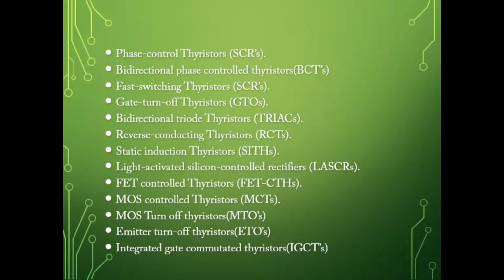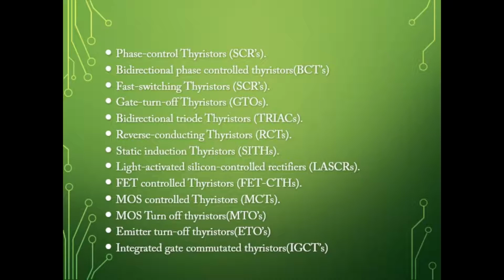the following types. The first one is the phase control thyristor. Next is the bidirectional phase control thyristor, fast switching thyristor, gate turn off thyristor, bidirectional triode thyristor, which is nothing but the triac. Next is reverse conducting thyristor, static induction thyristor, light activated silicon controlled rectifier, FET controlled thyristor, MOS controlled thyristor, MOS turn off thyristor, emitter turn off thyristor, and integrated gate commutated thyristor.